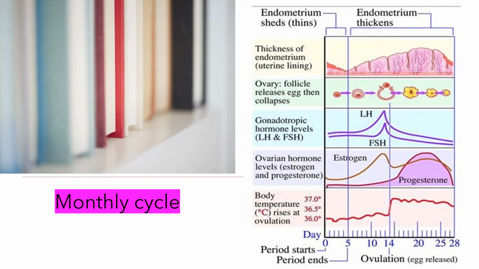Okay, this is a complicated slide, and this shows you everything that's happening to a woman during her monthly cycle. It's divided from day 0 to day 28, which is the length of the cycle, and the first 5 days are when the period starts and ends. So if you look at the top of this chart, you'll see what represents the thickness of the endometrium, or the uterine lining.